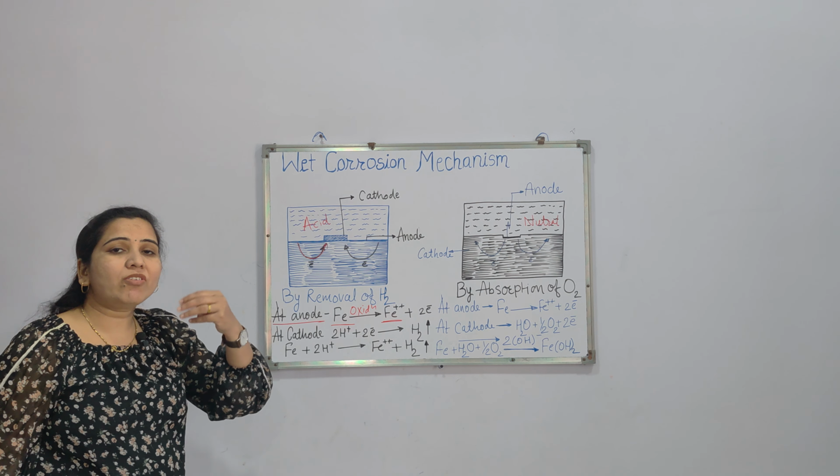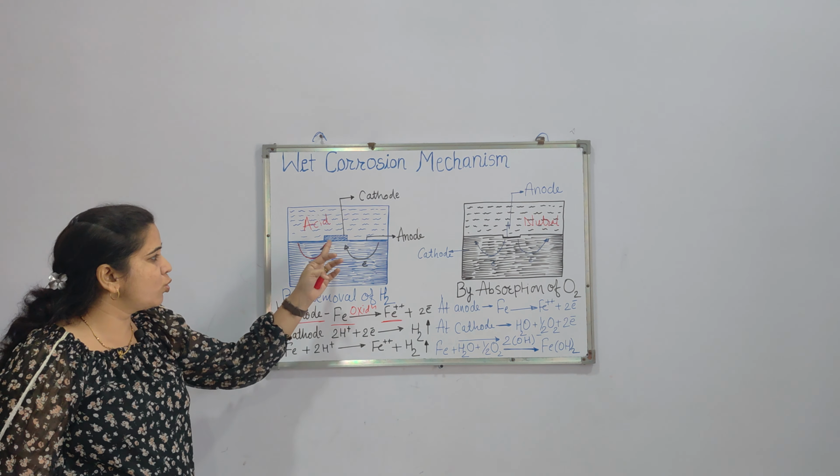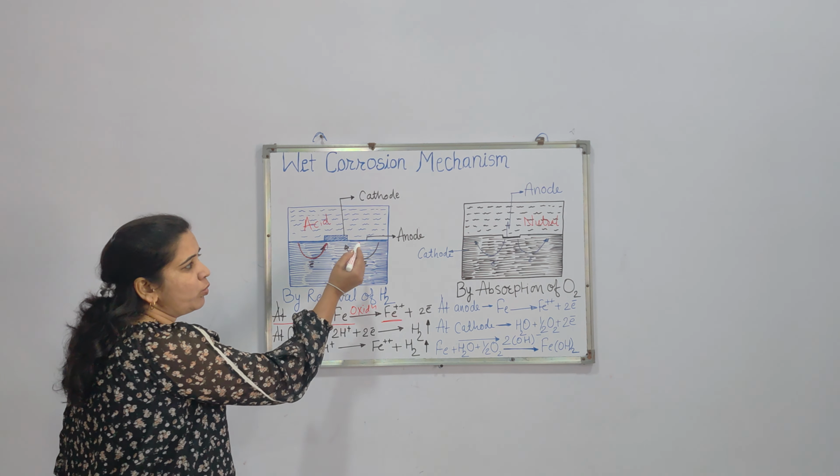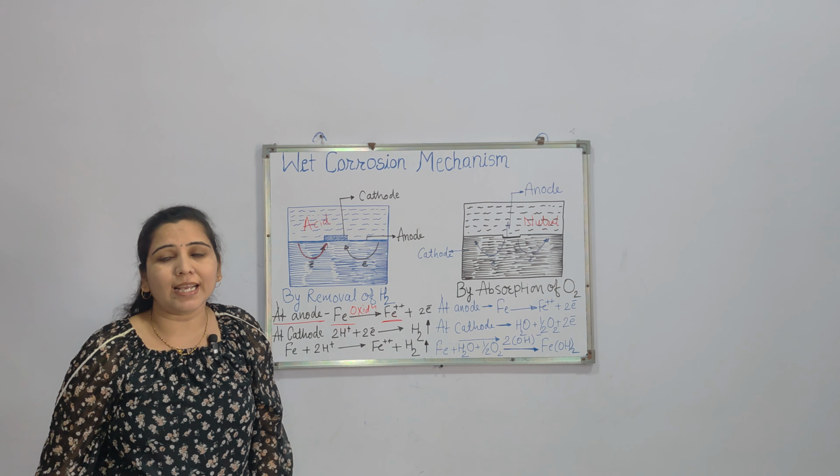As an electric current, it will flow from anode to cathode. It is shown like this, but actually the electrons are found in this media, and through this media they will move towards the cathodic area.